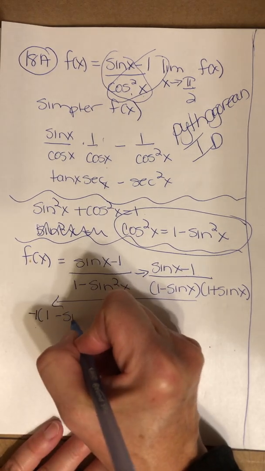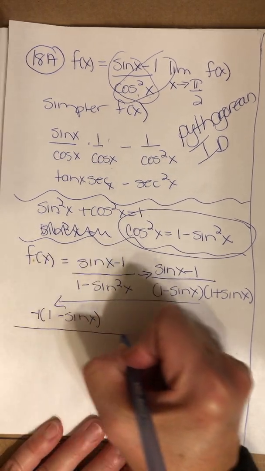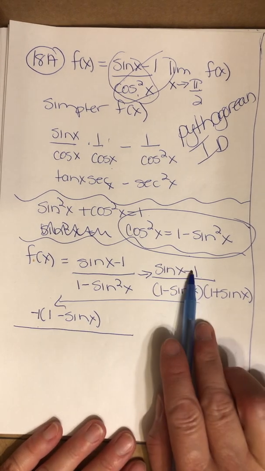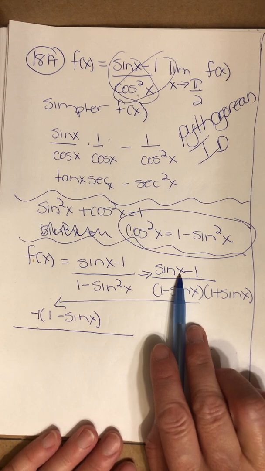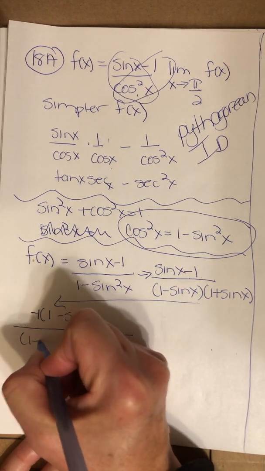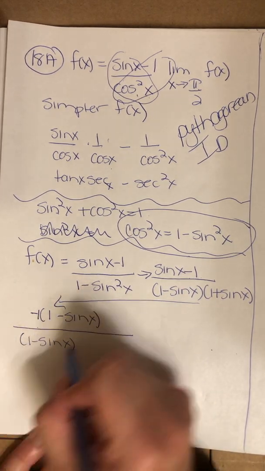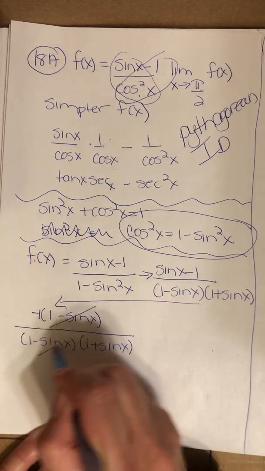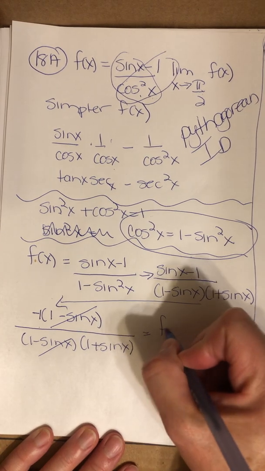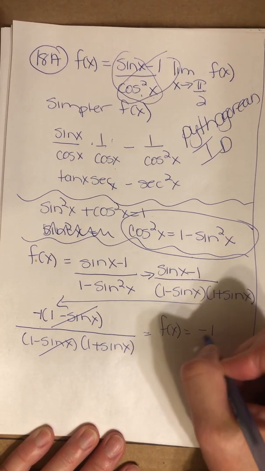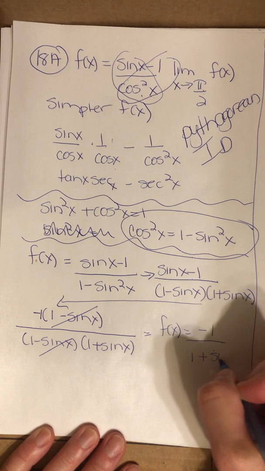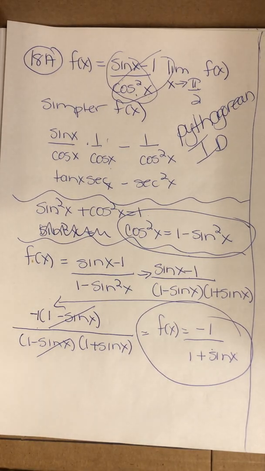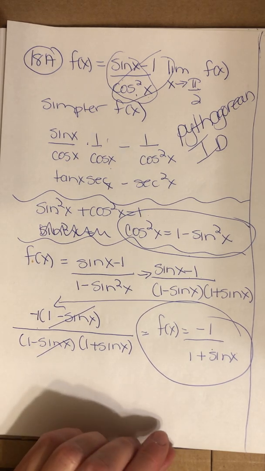minus sine of x. Again, take a quick moment and check to see that my numerator is exactly the same as the numerator I'm pointing at right now. But now I see a factor in the denominator that I can cancel out. 1 minus sine of x, and my simpler function is -1 over 1 plus sine of x. And that's how they got the answer that they did on 18A.